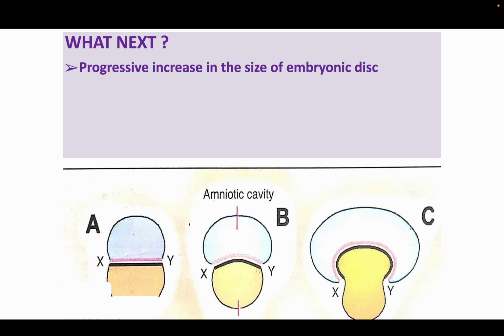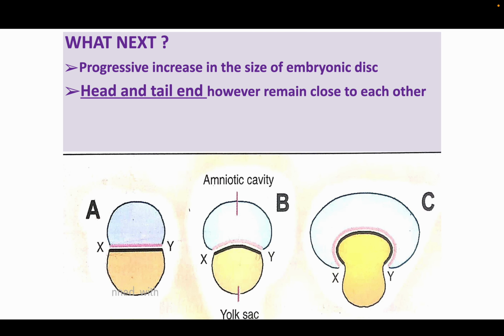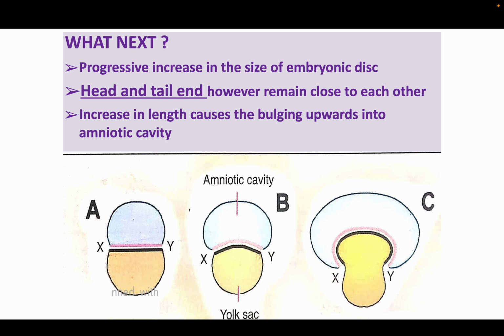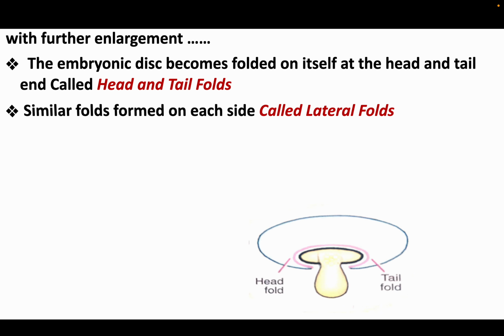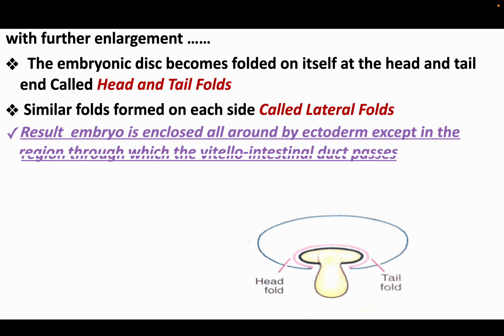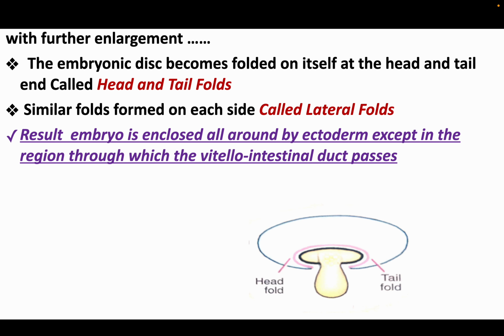What happens next is a progressive increase in the size of the embryonic disc. The head and tail ends, however, remain close to each other. The increase in length causes bulging upward into the amniotic cavity. You can see in this diagram. These diagrams are taken from your standard textbook. Now coming next, with further enlargement, the embryonic disc becomes folded on itself at the head and tail ends, called head and tail folds. Similar folds form on each side, called lateral folds, with the result that the embryo is enclosed all around by ectoderm, except in the region through which the vitellointestinal duct passes. So these are the different processes which are happening.